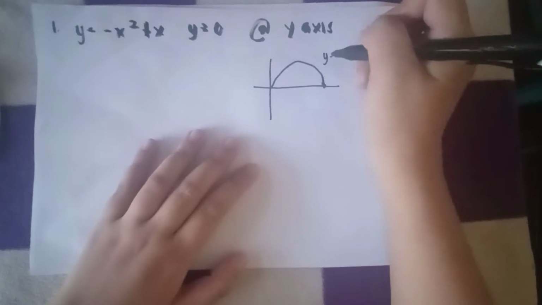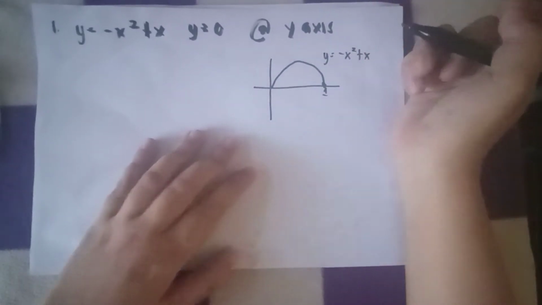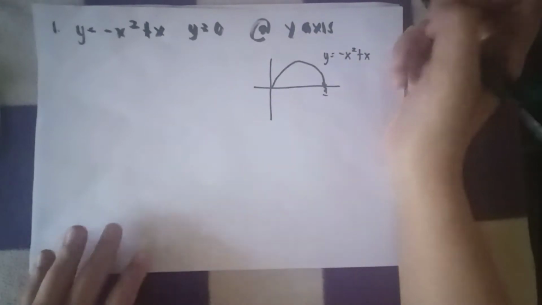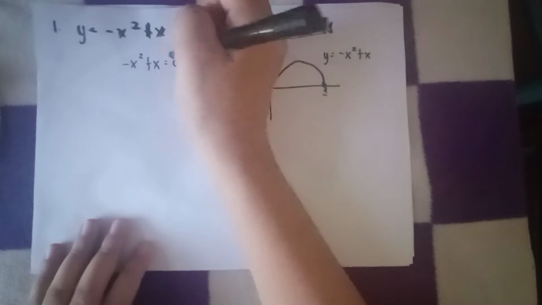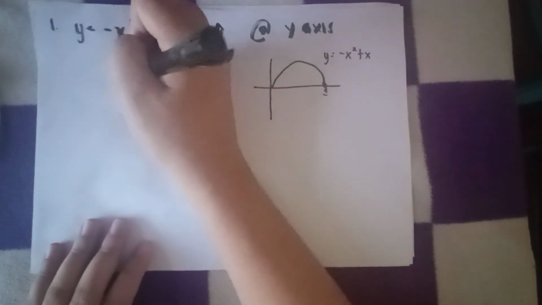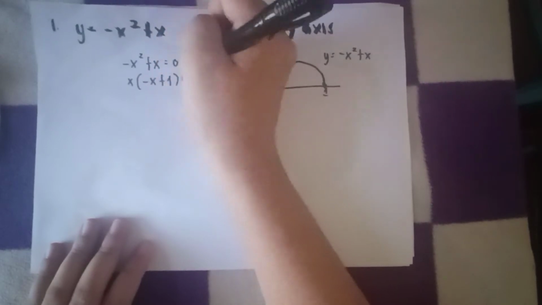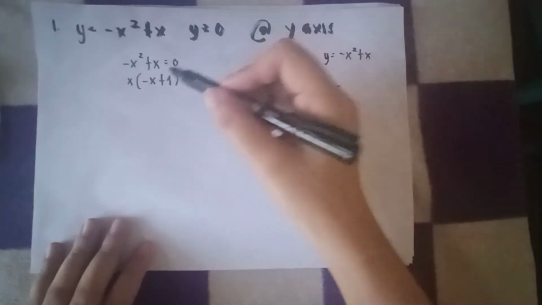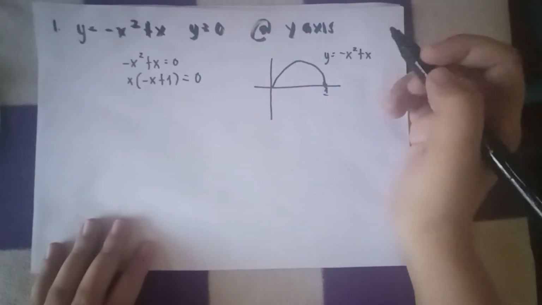Then, ito ay y is equal to negative x squared plus x. Ito ay negative 1. So, kung nalilito kayo, bakit negative 1, ganyan lang siya. Negative x squared plus x, equate nyo lang sa 0. That will give you x equal to negative x plus 1 equal to 0. So, dyan pa lang, mahanap nyo na agad yung ating points, which is 0 to 1.